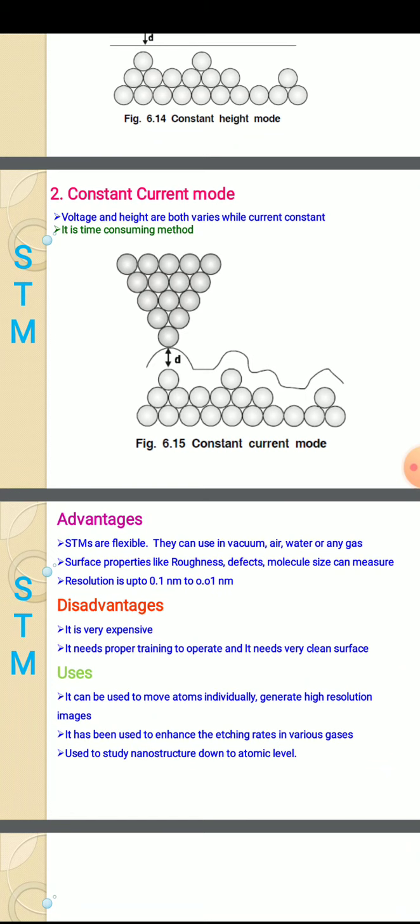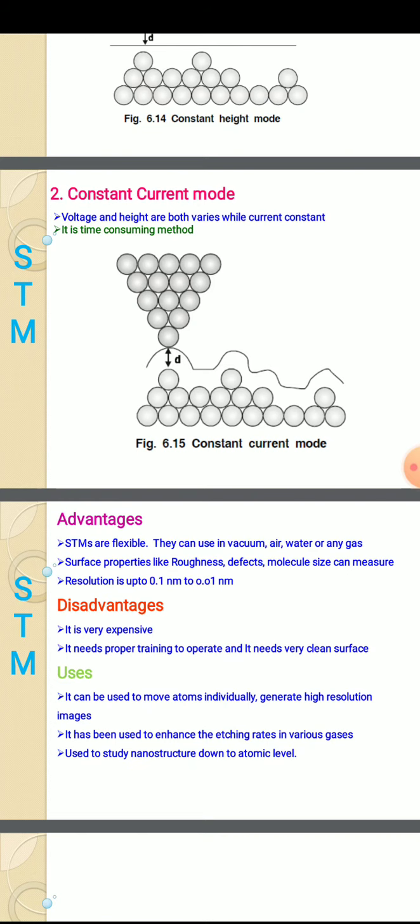Advantages. STMs are flexible and can be used in vacuum, air or any gases, and they can measure properties like roughness and defects, and molecular size also. By using this method, we can get a resolution of 0.1 nanometer to 0.01 nanometer. So this is a highly resolved image.